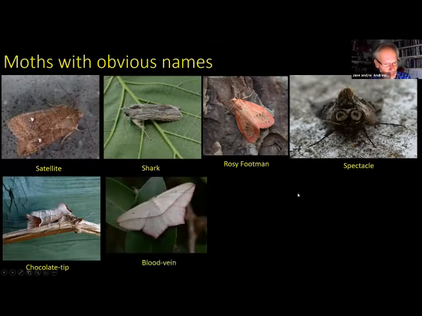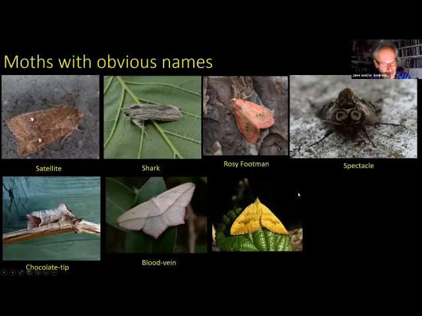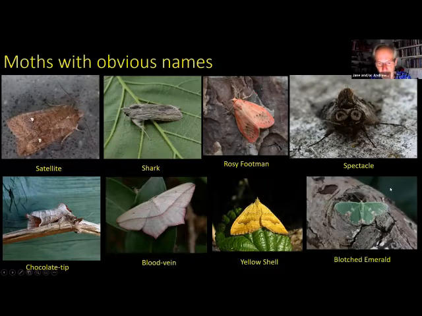This one is called the blood vein. This one is the yellow shell. So sort of shell-like pattern, rather like a scallop shell. And the colour's obvious. And this one is a blotched emerald. You saw the large emerald early on. So this one, the pattern is broken up with some creamy white patches, hence blotched emerald.